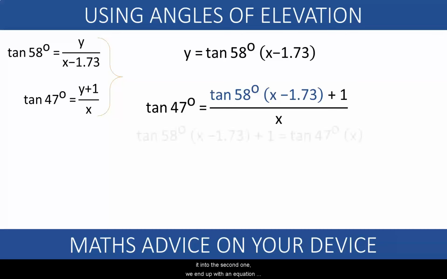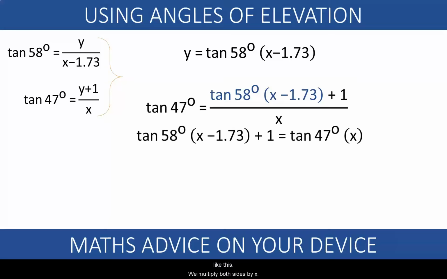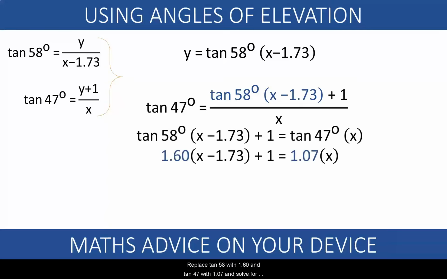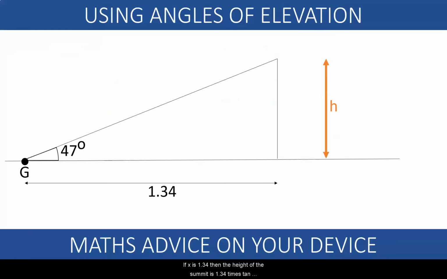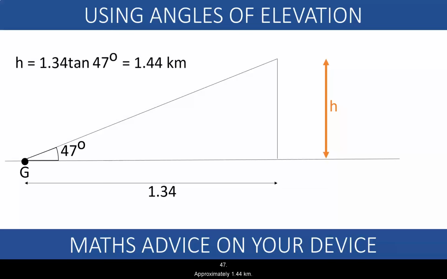equation like this. We multiply both sides by x, we replace tan of 58 with 1.60 and tan of 47 with 1.07, and we solve for x, approximately 1.34. If x is 1.34, then the height of the summit is 1.34 times the tangent of 47, approximately 1.44 kilometers.